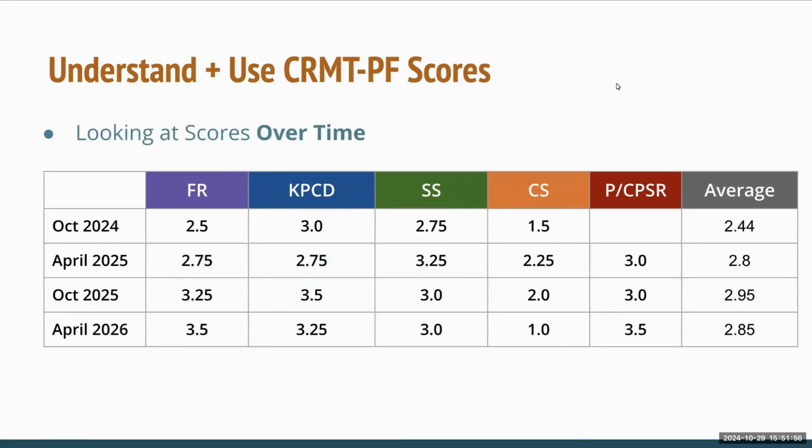The data can also help you demonstrate your impact. In this example, we are looking at scores for one family over time. They have taken the CRMT every 6 months, and this is what their scores have looked like. You can see that the family did not take the 5th section when they took the survey the first time, since they had not yet been working with program staff.